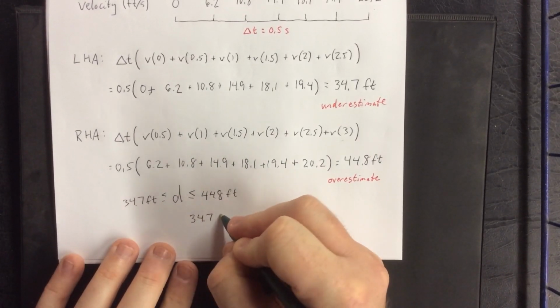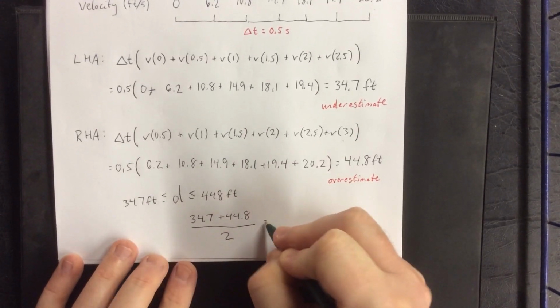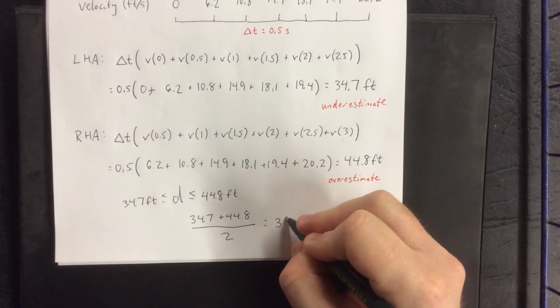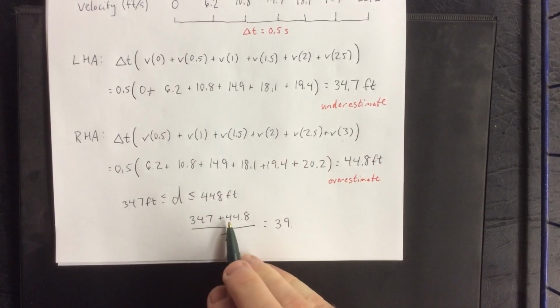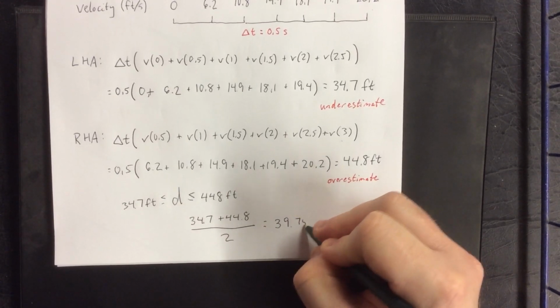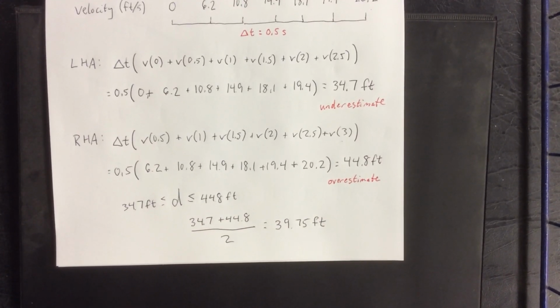If we wanted as good an approximation as possible based off of the data that we have, I would say the best possible approximation would be the average of these two estimates. Actually, I'm pretty sure I can get this one without the calculator. The average of 34 and 44 is 39, and the average of 0.7 and 0.8 is 0.75. So I would say that is the best possible approximation for how far the runner actually traveled. It was about 40 feet.